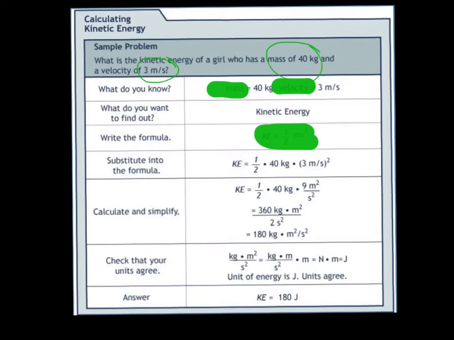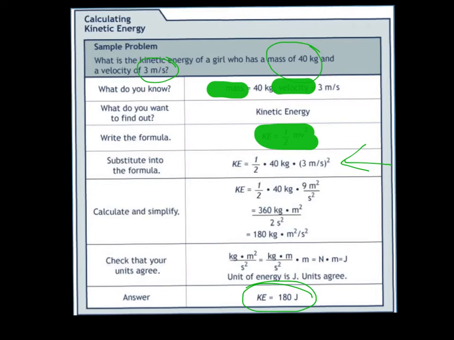So we're going to put those into our formula, and we're going to take 1/2 of 40 kilograms times 3 meters per second squared. So remember how to calculate that and what that really does for the entirety of kinetic energy. If we put those numbers in here, you'll notice that they come out to where we have 180 kilograms per meters per second squared, which is actually 180 joules.